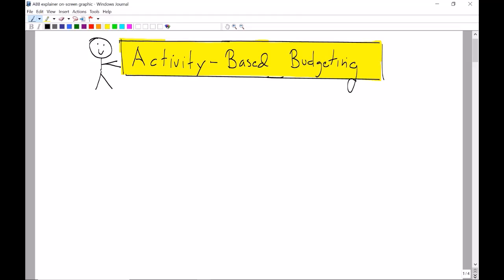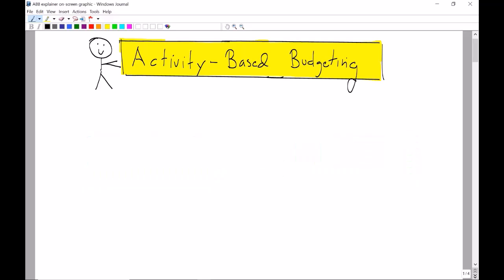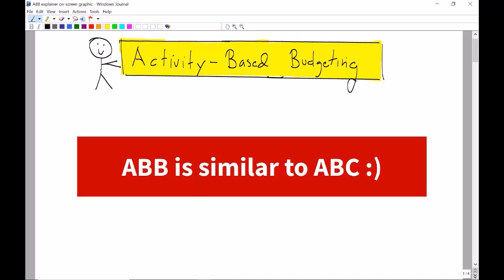Enter activity-based budgeting. If we follow this approach, we recognize that production creates a demand for activities, and it's these activities that drive our indirect costs. So if we'd like to forecast these costs for a future period, it will be helpful to understand what activities will be required for a given budgeted production level. If you think this sounds like activity-based costing, you are right. Activity-based budgeting is essentially ABC in reverse.